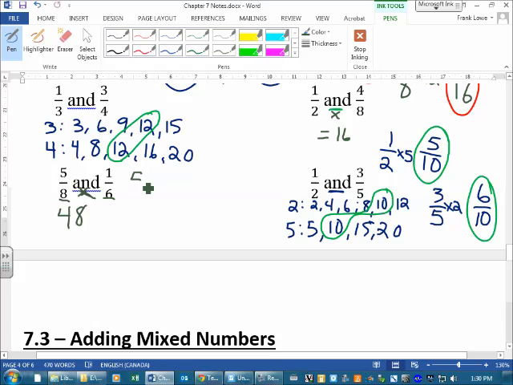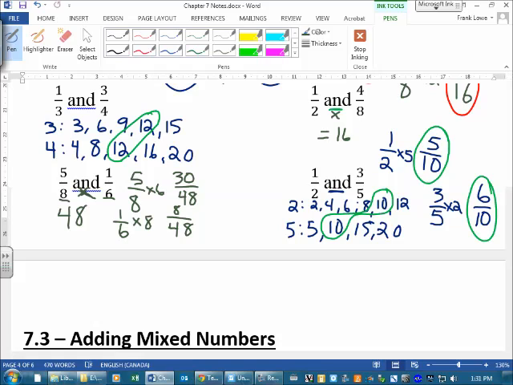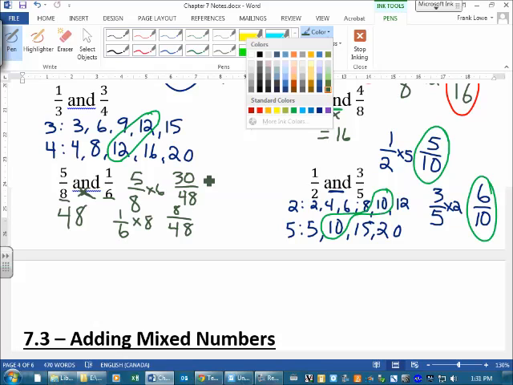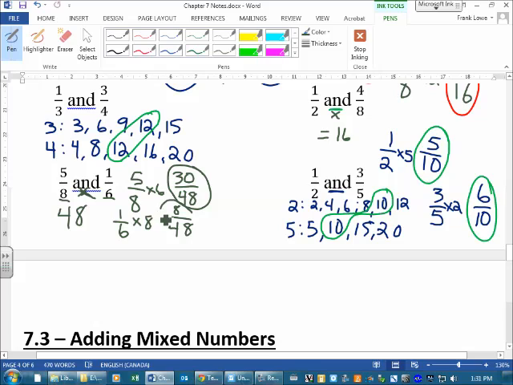Okay, so 5/8. And we want a denominator of 48. So what did we have to multiply it by? 6. That's right. So 8 times 6 is 48. 5 times 6 is 30. Okay, the other fraction, 1/6. And we want to have a denominator of 48. So what do you have to multiply that by? Multiplying by 8. 6 times 8 is 48. 1 times 8 is 8. Okay, so now our new fractions are 30/48 and 8/48.